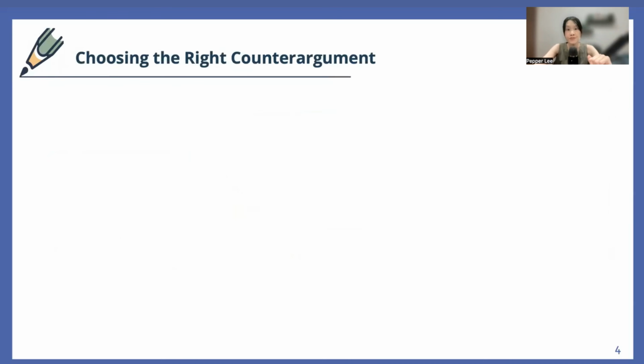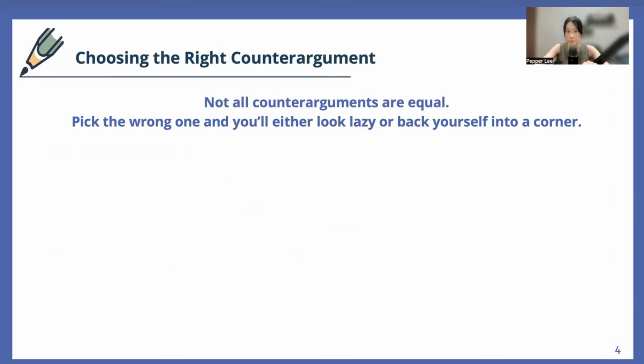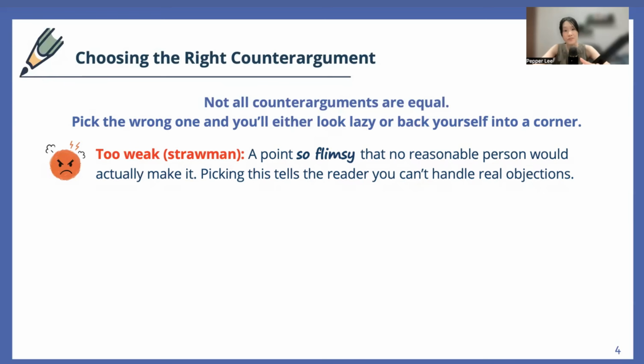Now, choosing the right counter-argument is the first step. Not all counter-arguments are equal. If you pick the wrong one, you may either look very lazy or you may back yourself into a corner, and you really don't want to do this. Some students make the error of choosing a straw man argument. A straw man argument is a point that is so flimsy that no reasonable person would actually hold this opinion. If you pick a straw man argument, it tells the reader that you cannot handle real objections. So you don't want to do this.